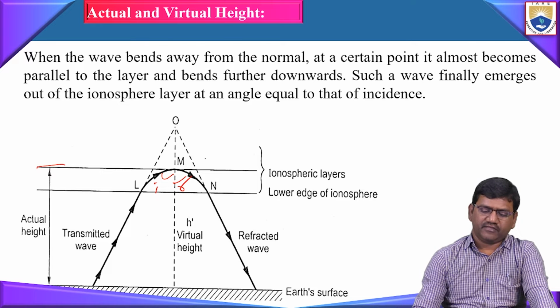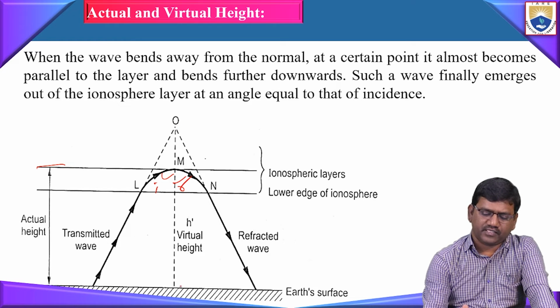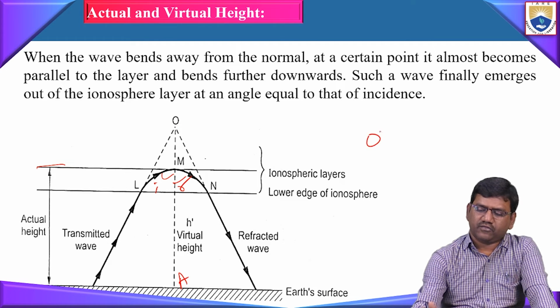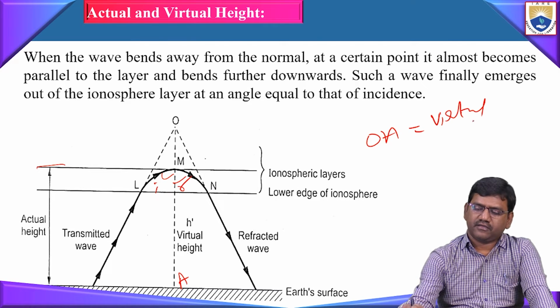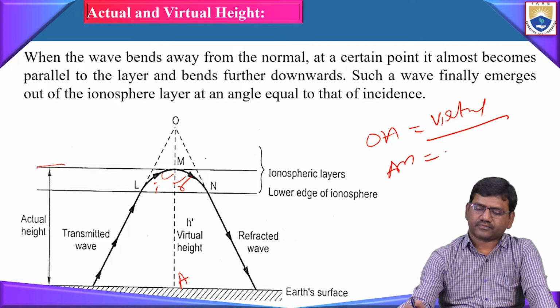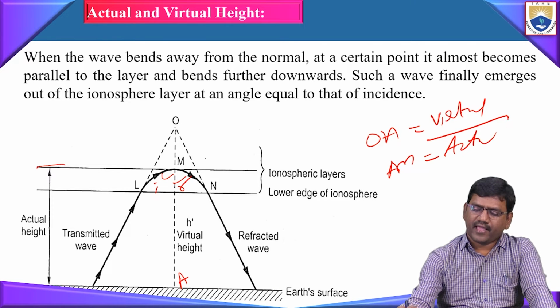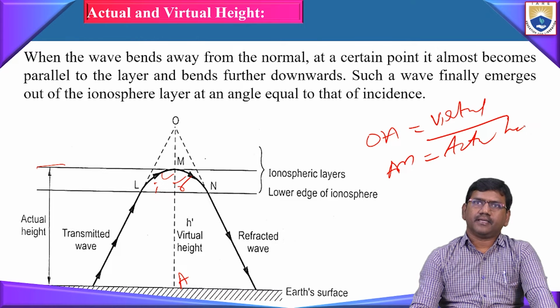And the virtual height is given by this path here from O to, let us assume this is A. So the OA path is known as the virtual height, and the AM path we call the actual height here.